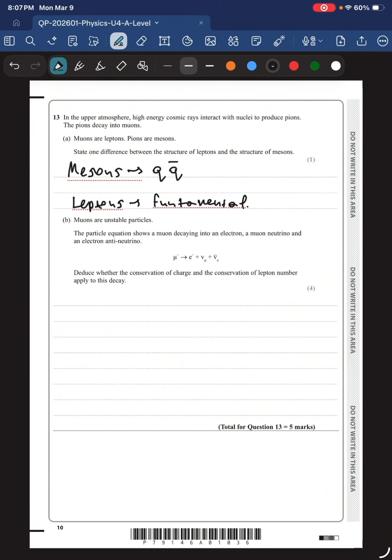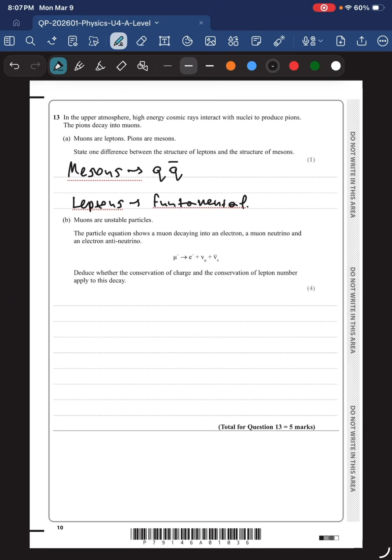All right, B. Muons are unstable particles. The particle equation shows a muon decaying into an electron, a muon neutrino, and an electron antineutrino. Deduce whether the conservation of charge and the conservation of lepton number apply to this decay.